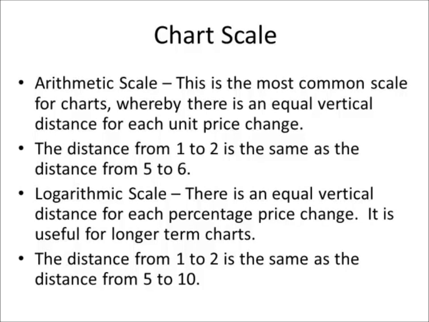Now this contrasts to a logarithmic scale. With a logarithmic scale, there is an equal vertical distance for each percentage price change. And we generally use it for longer term charts. What this means is that if we look at a chart, the distance from 1 to 2 is the same as the distance from 5 to 10. This is because 1 to 2 represents a doubling in price, or a 100% increase, and 5 to 10 also represents a doubling of price, so they would occupy the same distance on the chart.